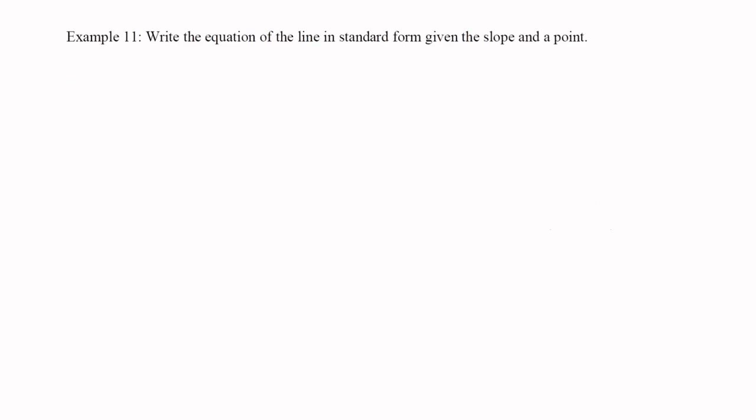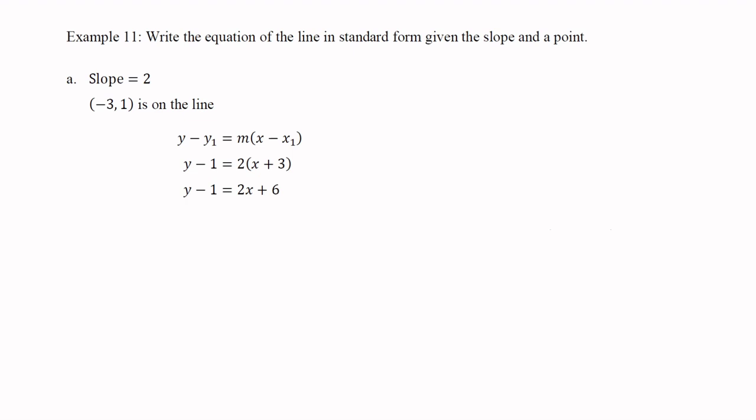Let's write the equation of the line in standard form given the slope and a point. So if the slope is 2 and (-3, 1) is on the line, since we're given a point and a slope, then we should probably write this in point-slope form. So we use point-slope form to plug in our values. And then from here, we distribute our 2. And then we add 1 to each side. And then we subtract our 2x from each side. And finally, since we do not want to lead with a negative, we change the sign on everything. So we're now left with 2x - y = -7.